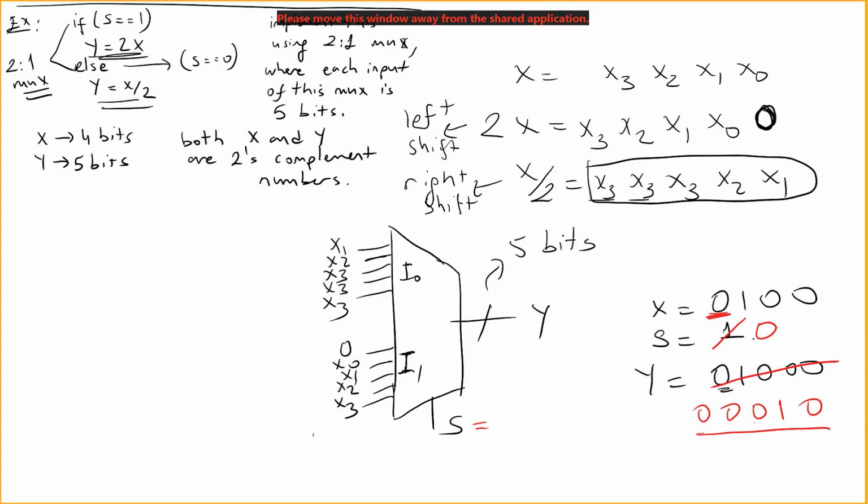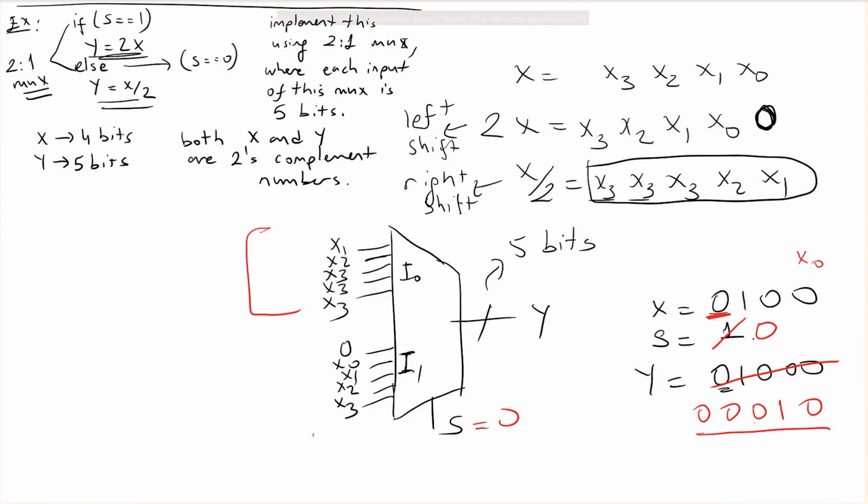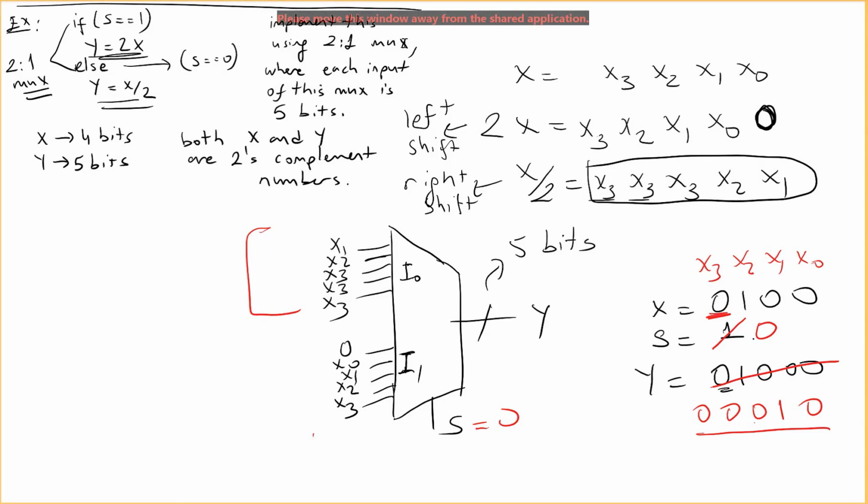If s is 0 here, then I am selecting this side. So this is my x0, x1 and x2 and x3. So this is x1, x1 is 0, x2 is 1, x3 is 0, this is x3, this is x3. So my output in this case will be 0, 0, 0, 0, right? Because I am selecting this and I am connecting this to the output.